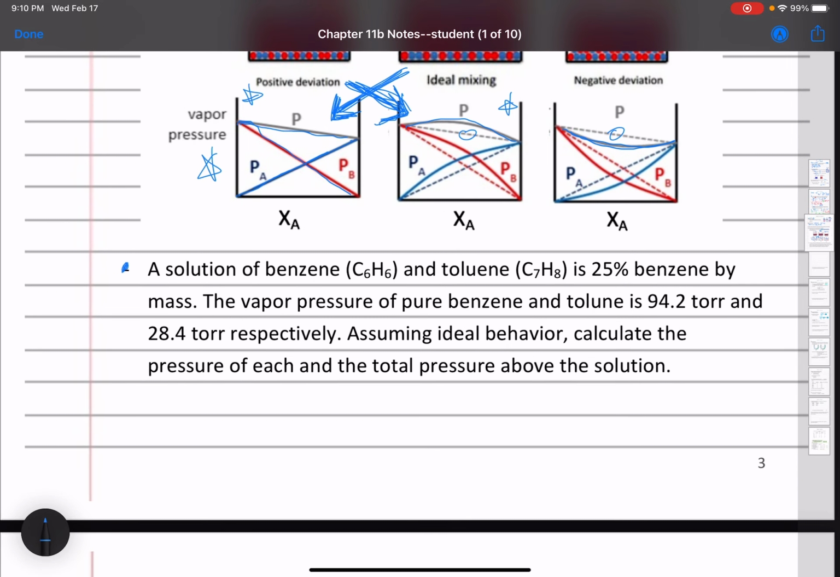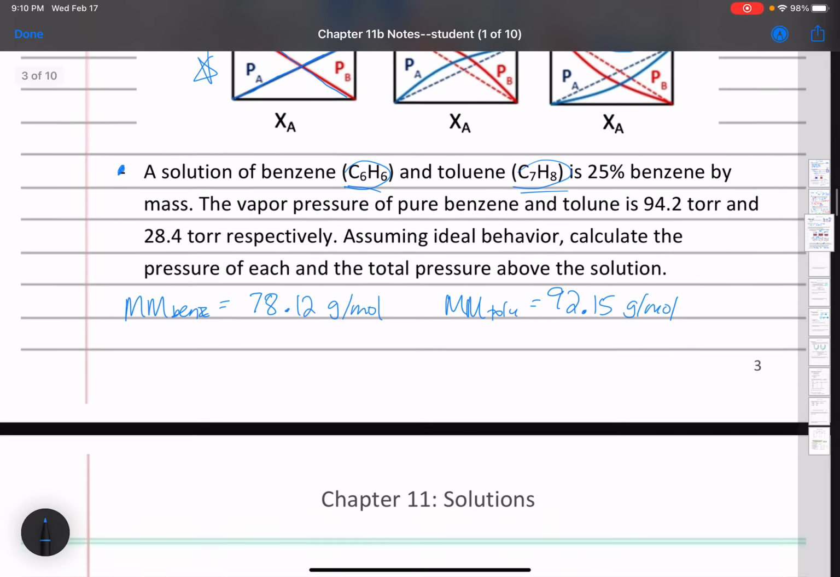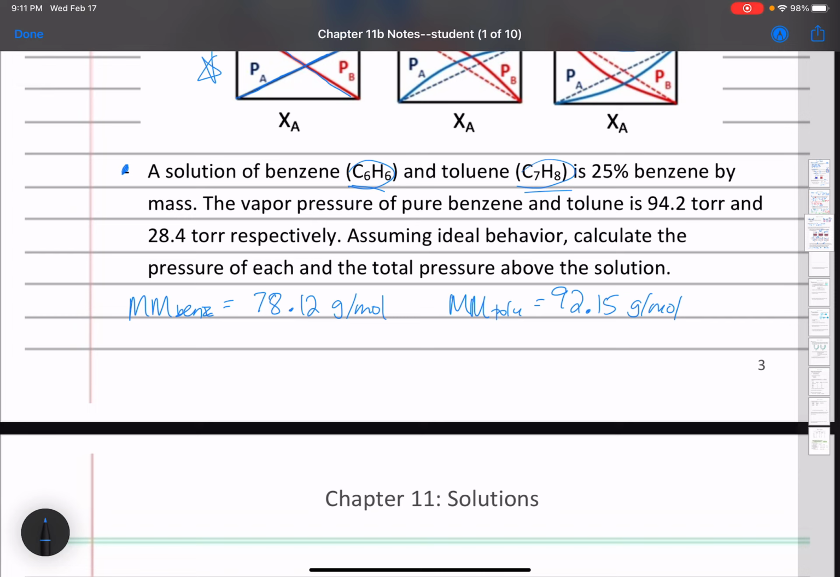A solution of benzene, which is C6H6, and toluene, C7H8, is 25% benzene by mass. The vapor pressure of pure benzene and toluene, well, before I keep reading, I'm just going to go ahead and start jotting down some stuff. So it gives me the formula. So I'm going to go ahead and write out the molar masses for these. For benzene, if I calculate 6 times 12.01 plus 6, it ends up being 78.12 grams per mole. And for toluene, the molar mass is 92.15 grams per mole.